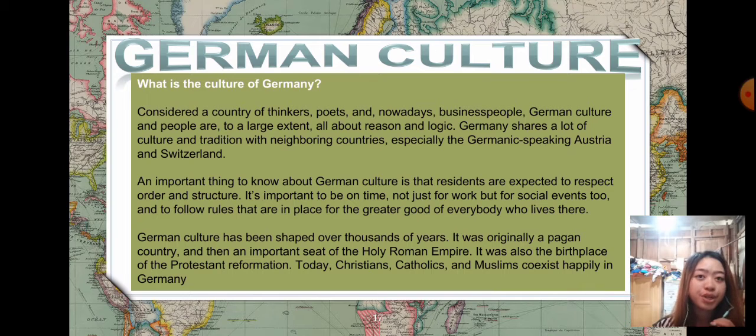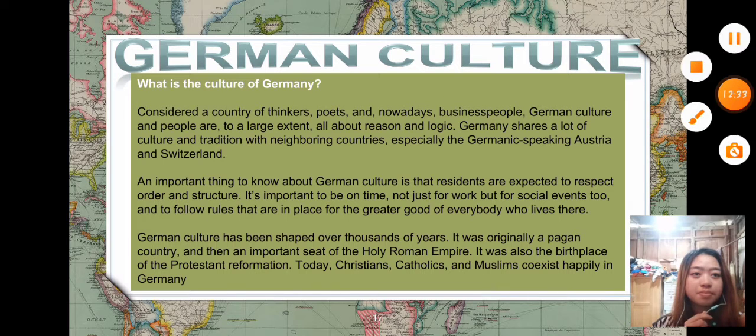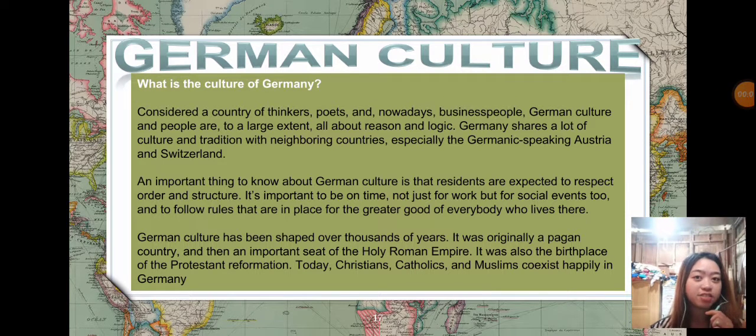What is the culture of Germany? Germany is considered a country of thinkers, poets, and nowadays business people. German culture and people are to a large extent all about reason and logic. Germany shares a lot of culture and traditions with neighboring countries, especially the German-speaking Austria and Switzerland. An important thing to know about German culture is that residents are expected to respect order and structure. It's important to be on time.